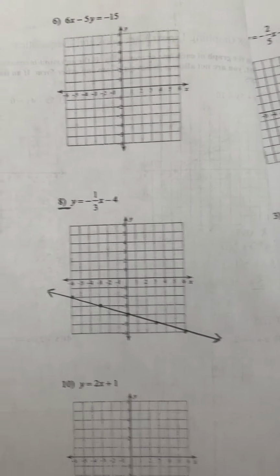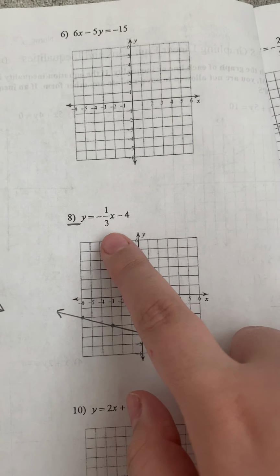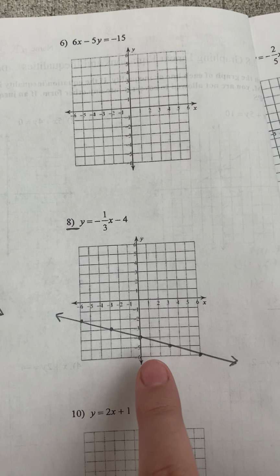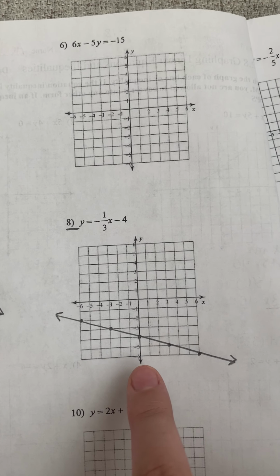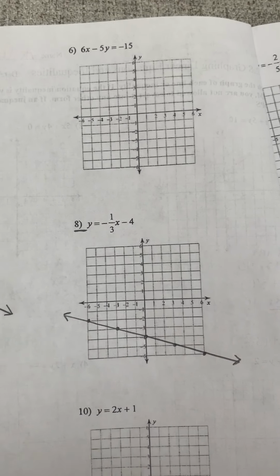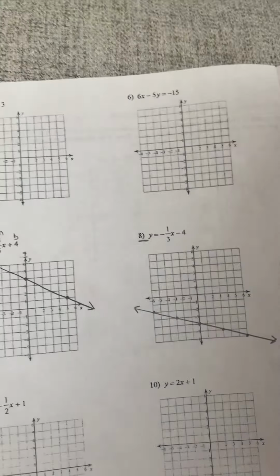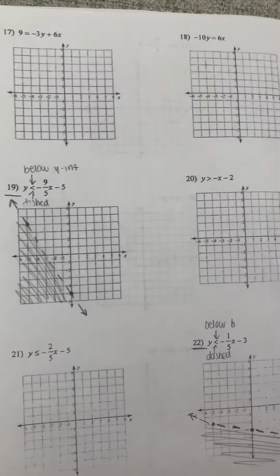And number 8, I did the same thing, identified the slope and the y-intercept. I graphed the y-intercept and then followed the slope down 1, right 3, down 1, right 3, and then I went the opposite direction for 5 points. And then the next problems I did were 19 and 22.